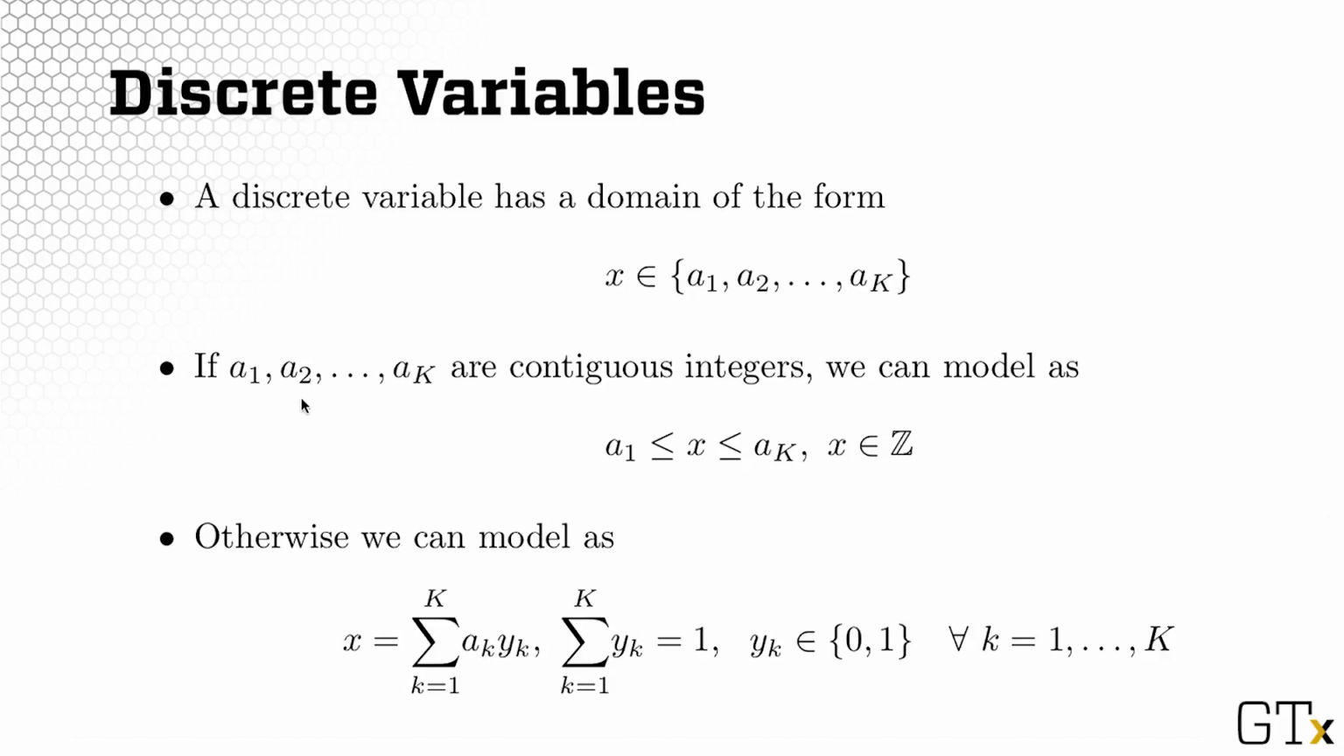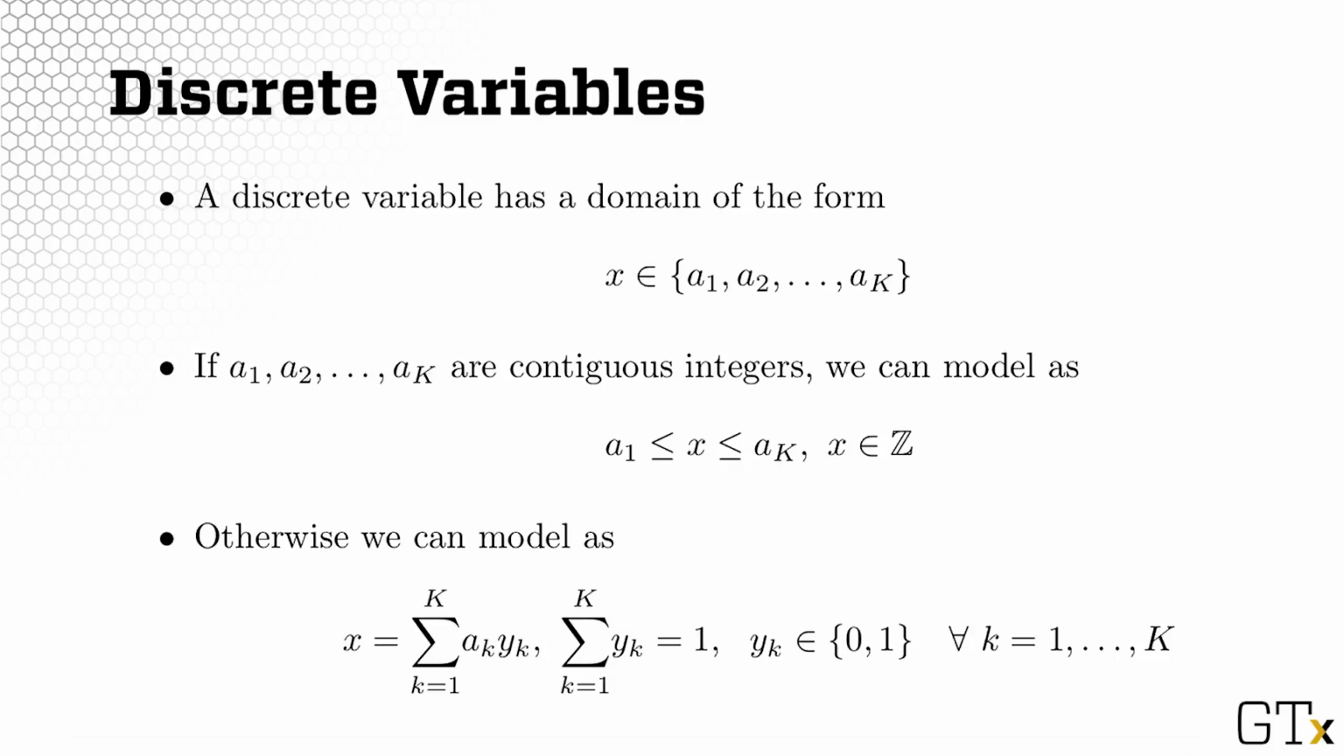Well, if it turns out that a1, a2, and ak are contiguous integers, for example, 3, 4, 5, and so on, then we can model this as a simple inequality on x. x is between a1 and ak, and x is an integer. In the example I just said, 3, 4, 5, and 6, we would simply write x is between 3 and 6, and x integer. That's what this symbol means. And that would have been a correct model for this non-convex set. Again, we have linear inequalities, and with the integrality restriction, model this non-convex set.